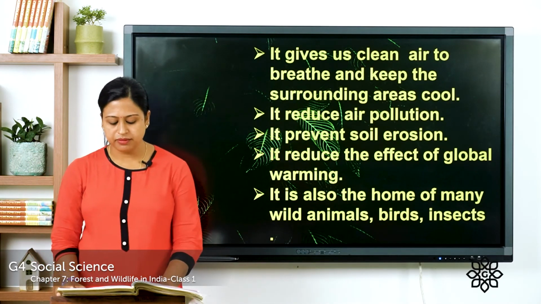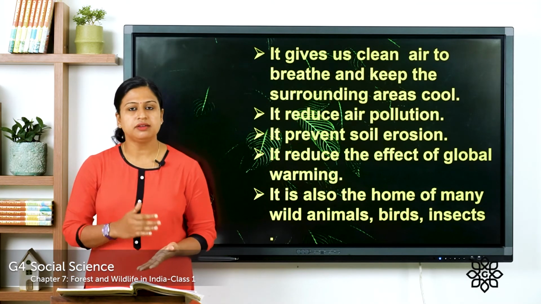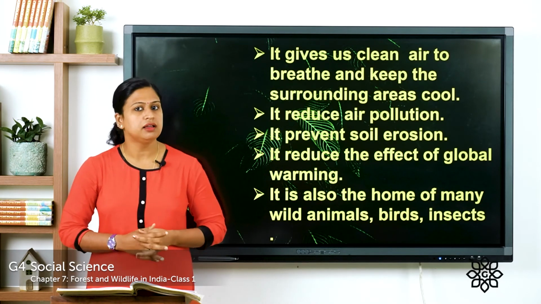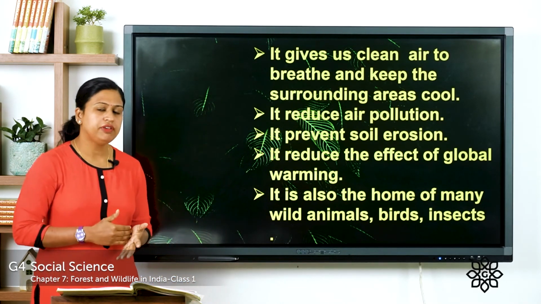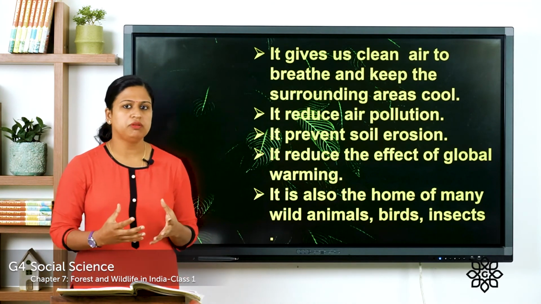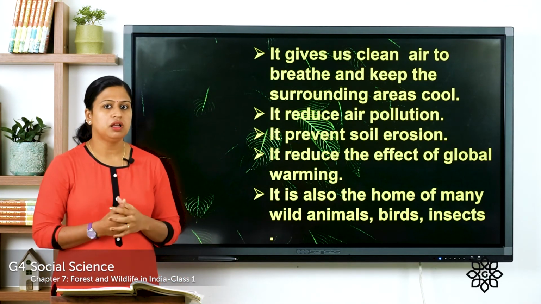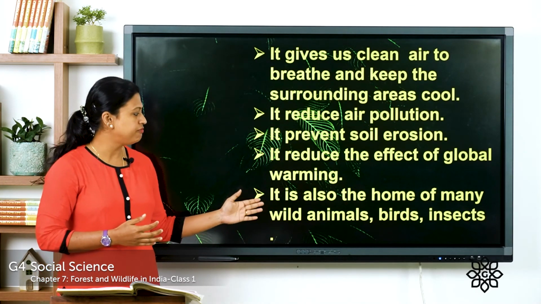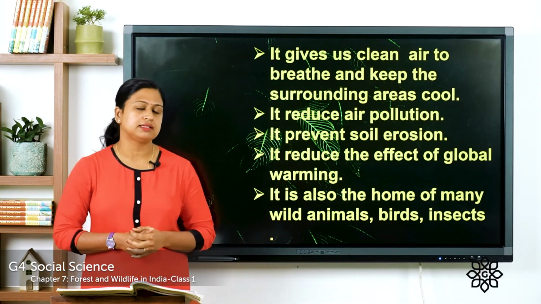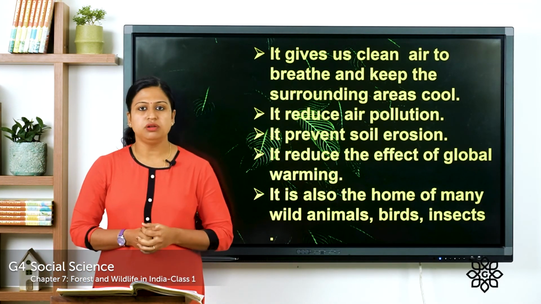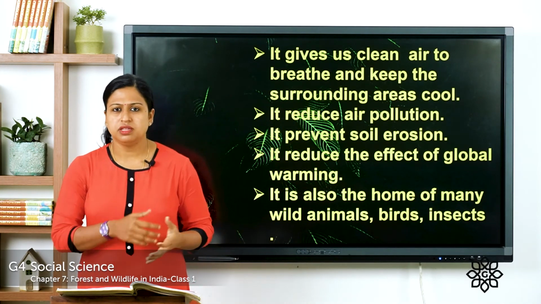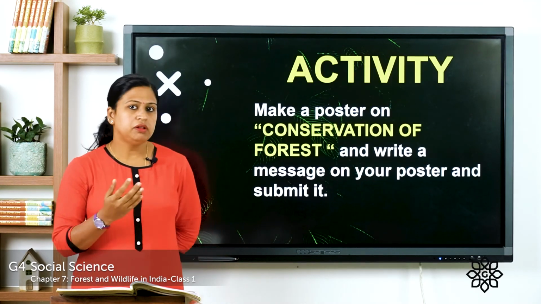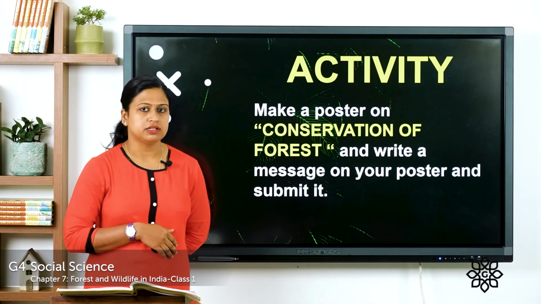Now what is global warming? Global warming is the increase in the temperature of the earth due to the effect of gases like carbon dioxide. So if we cut down the trees, the global warming, that is the temperature of the earth, will increase. We also know that forest is the home of many wild animals, birds and insects. So if we cut down the trees, they will lose their home. So these are a few importance of forest. In the next class, we will be learning about the conservation of forest.